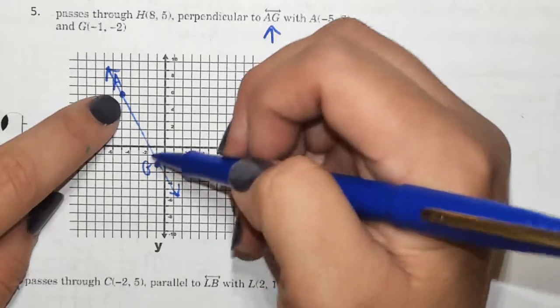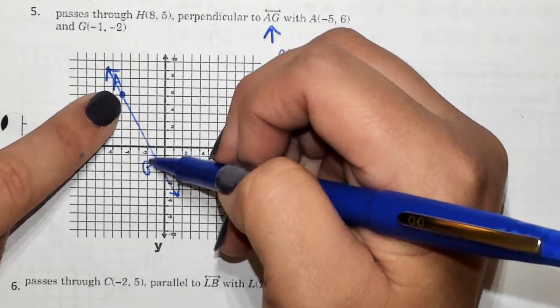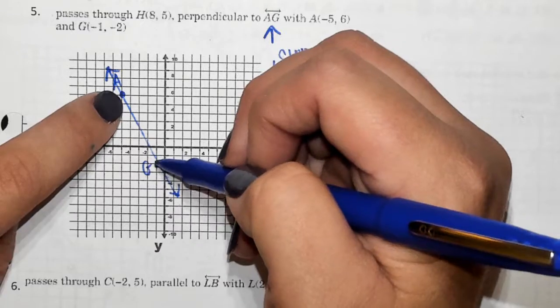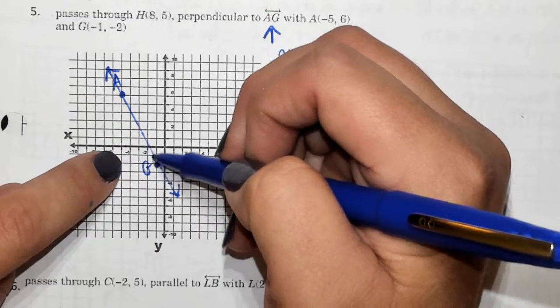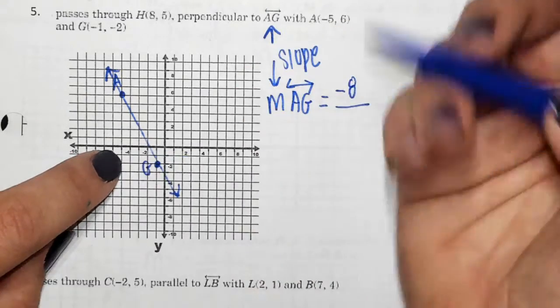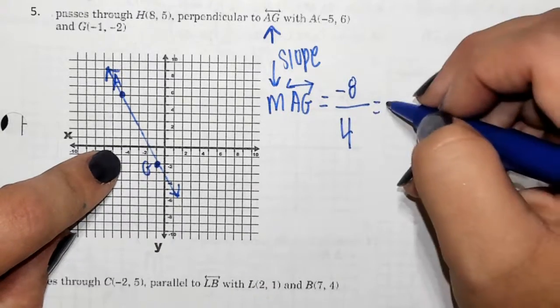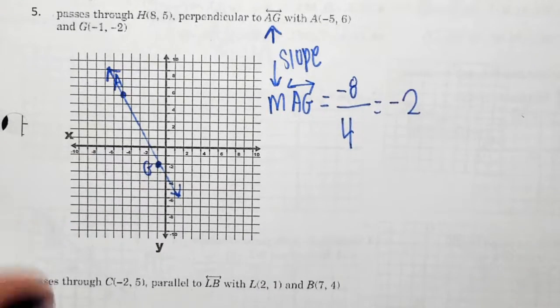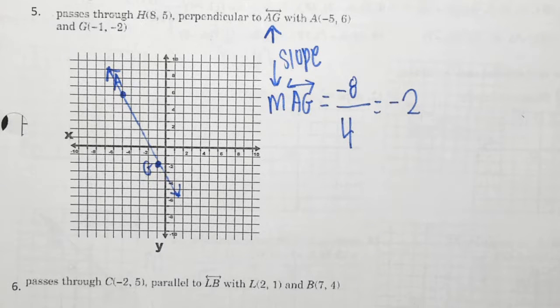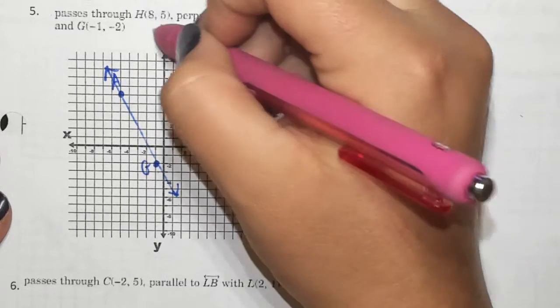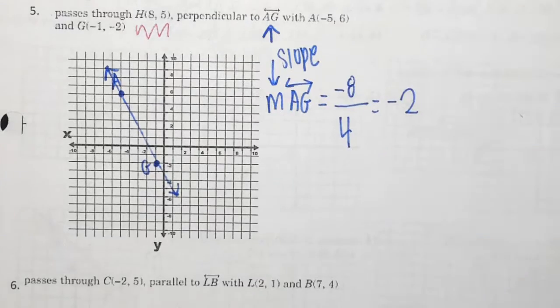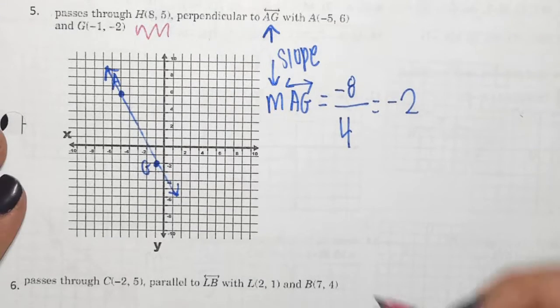So the run is side to side. How many boxes am I running to go to the next dot? Well, if you start here, and I need to get to this line, how many are there? 4. So what can I simplify this to be? Negative 2. Okay, now that you have your slope of this line, you need to plot point H. So go ahead and plot H.